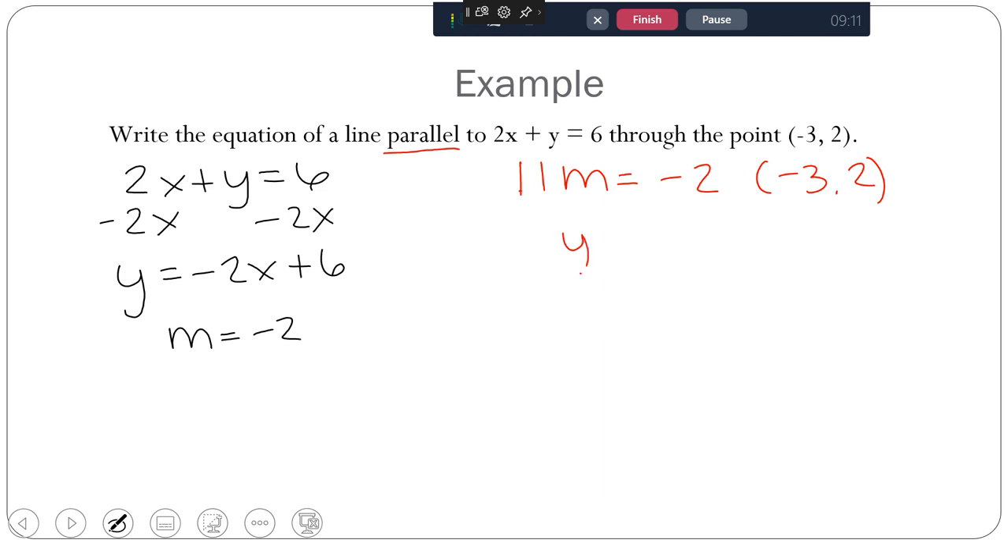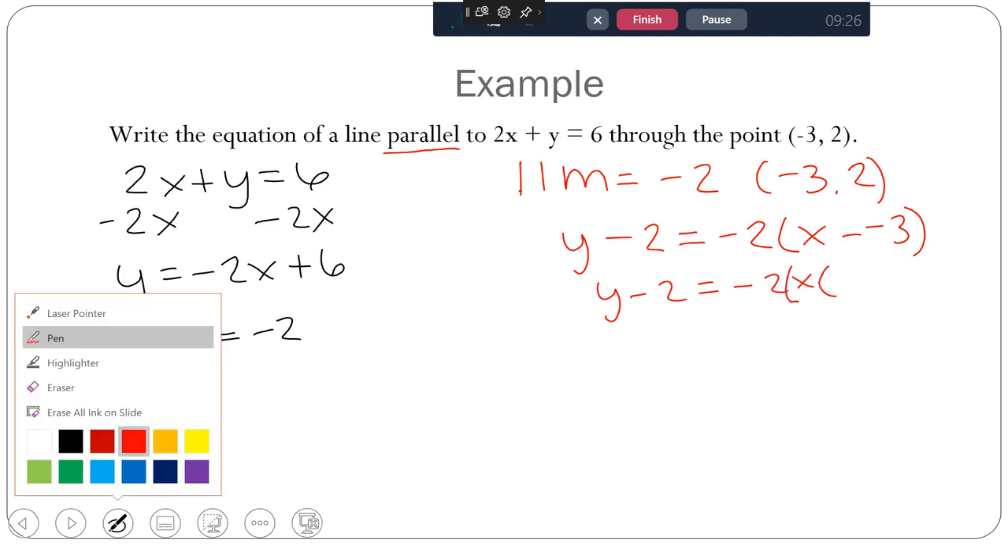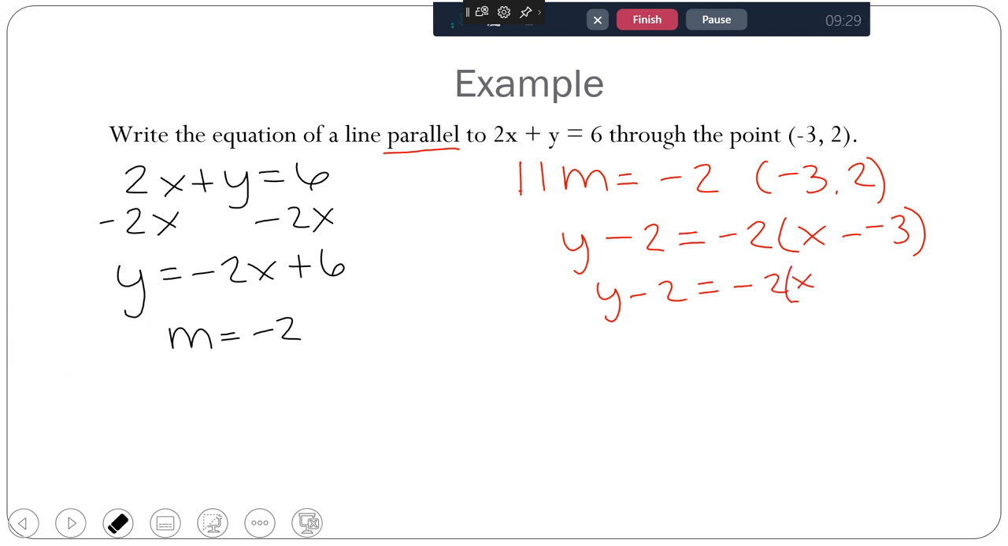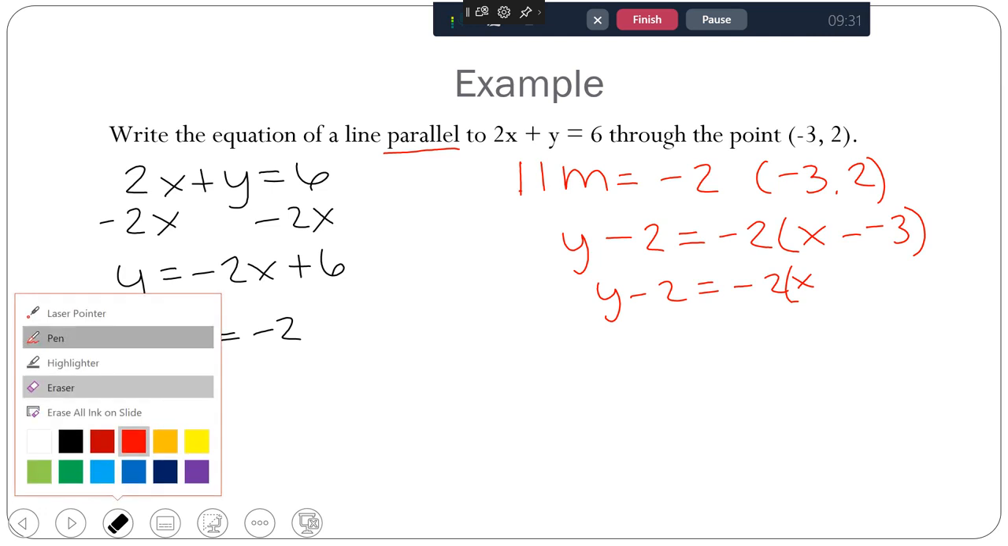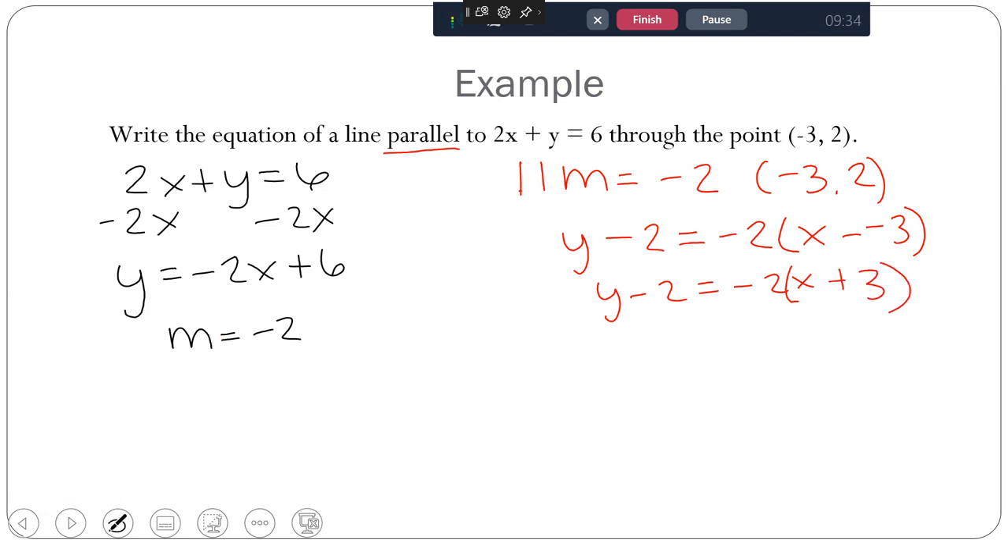We can do y minus y1, 2, equals m, -2, times x minus -3. Okay, so I'm going to have y minus 2 equals -2 times x, and that negative is going to become a +3. Now we're going to distribute the -2 to become -2x minus 6. We are going to add 2 to both sides. y equals -2x minus 4.